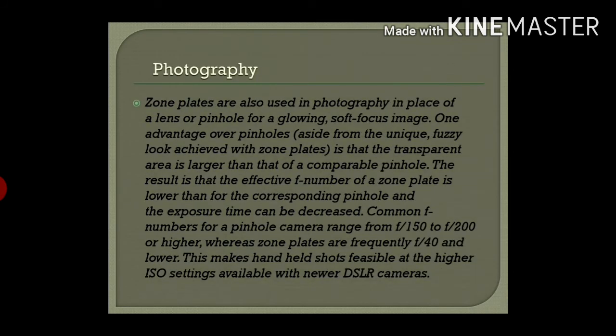Next is photography. Zone plates are also used in photography in place of a lens or pinhole for a glowing soft focus image. One advantage over pinhole, aside from the unique fuzzy look achieved with zone plate, is that the transparent area is larger than that of a comparable pinhole. The result is that the effective f number of a zone plate is lower than for the corresponding pinhole, and the exposure time can be decreased. Okay, this is the image taken by using a zone plate.